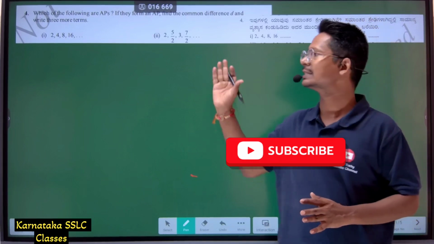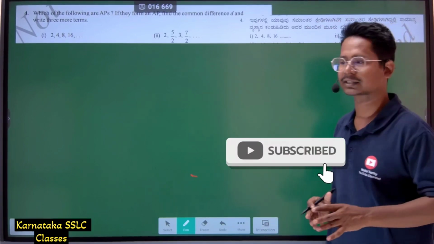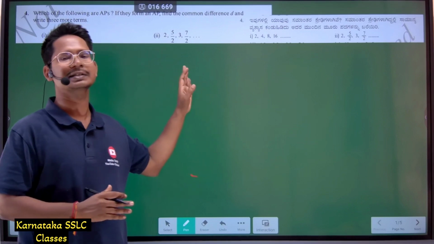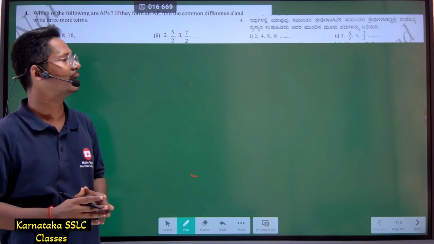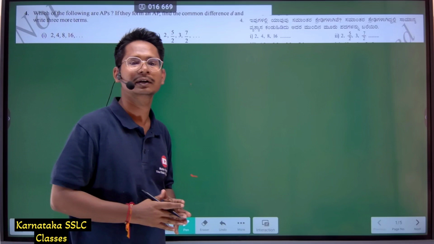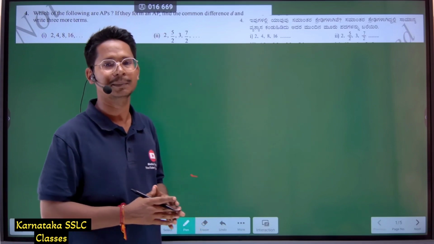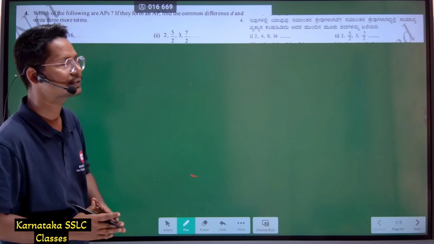Okay, so this is the continuation of the first exercise. This is the fourth main. In the fourth main I have selected some important questions and we will try to learn how to find the common difference and how to identify whether it forms an AP or not. Okay, let's start the class.